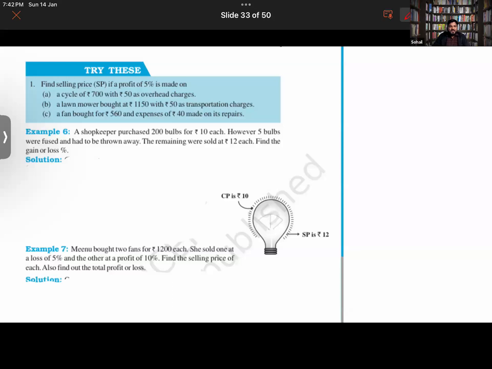So they're having a gain. How much is the gain then? How much is the gain?